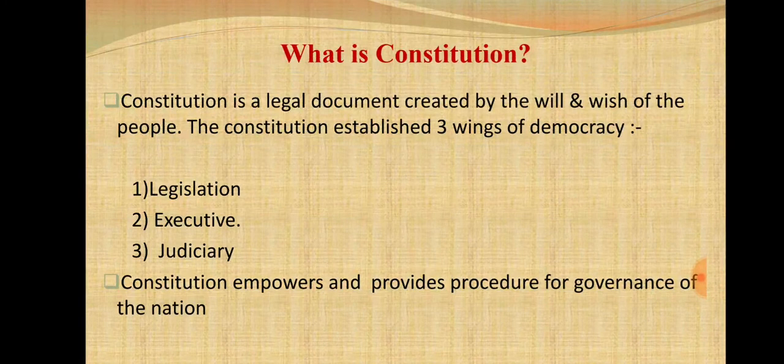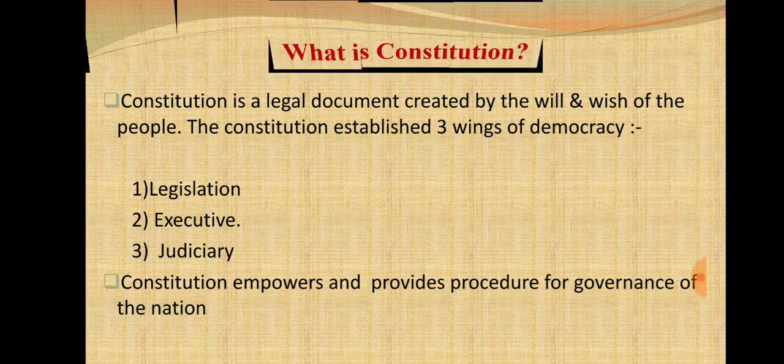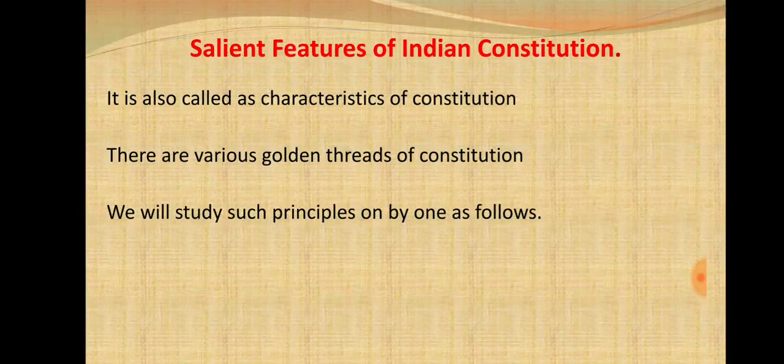What is a constitution? Friends, we must understand the concept of a constitution. A constitution is a legal document created by the will and wish of the people. The Constitution established the three wings of democracy or the state, that is the legislature, executive and judiciary. These organs of the state work for the progress and development of the nation and handle the affairs of the state.